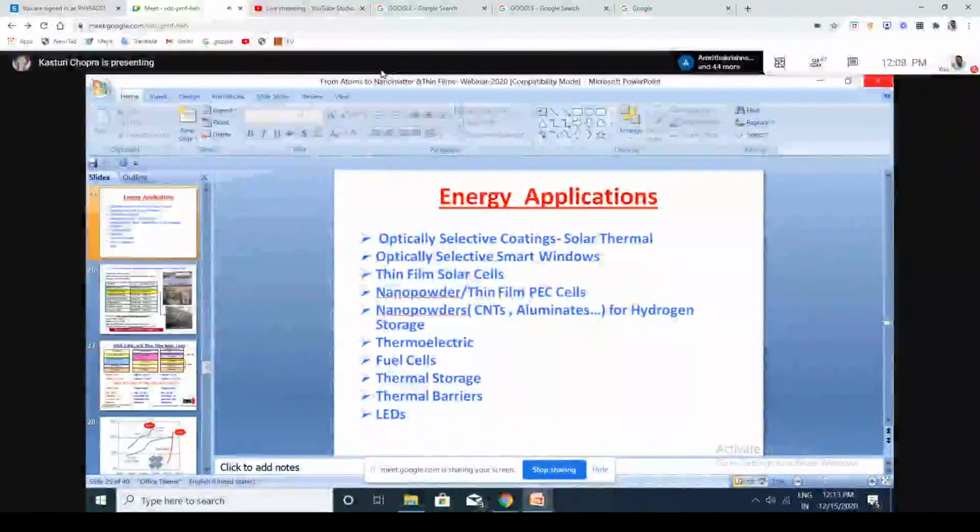So optically selective coating, in fact, this is an area where our students have done a lot of work for PhDs and thereafter in this industry now. So these are so-called thermally selective coatings. Okay, I'll show an example thereof.